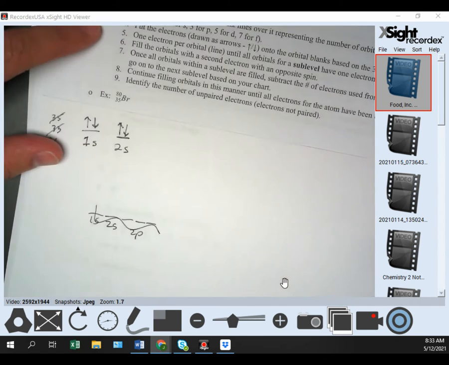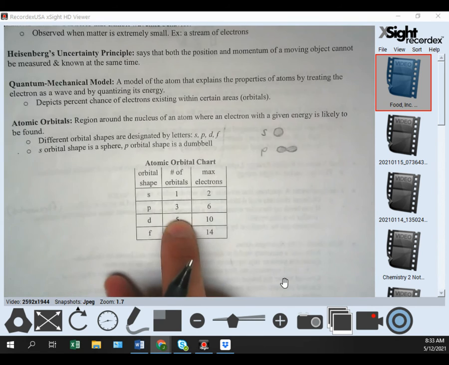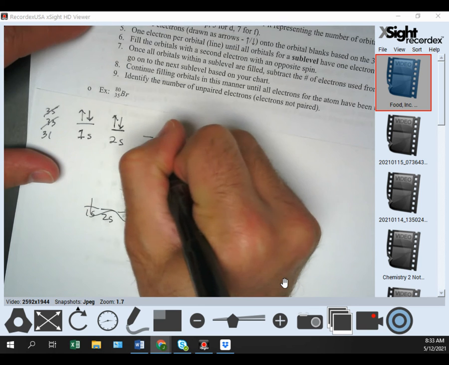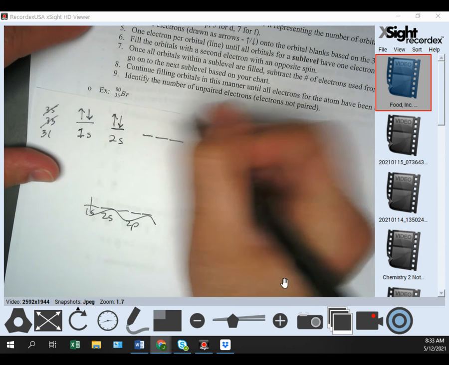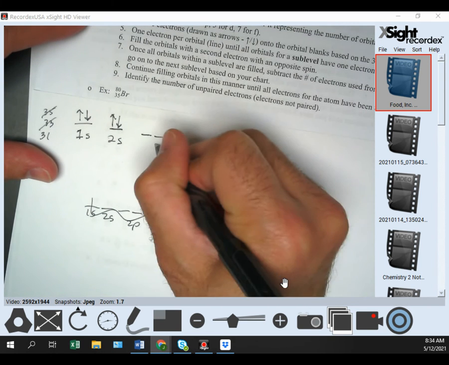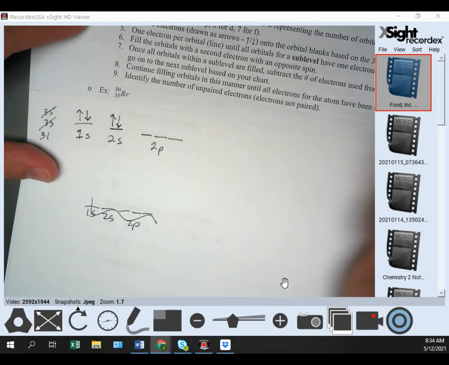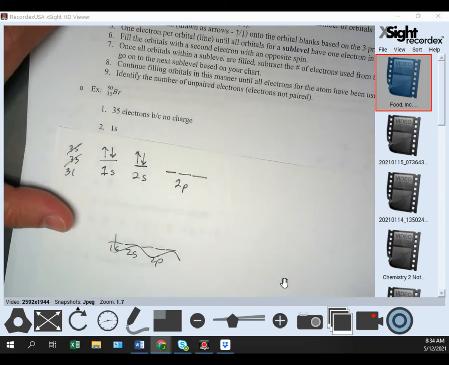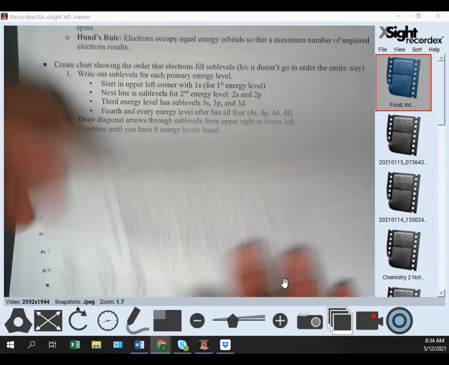All p's have 3 orbitals. So 1, 2, 3 lines. Put the sublevel under the center one. They're always odd, so there'll always be a center one. 2p. Now, this is the part where you can actually see this rule.